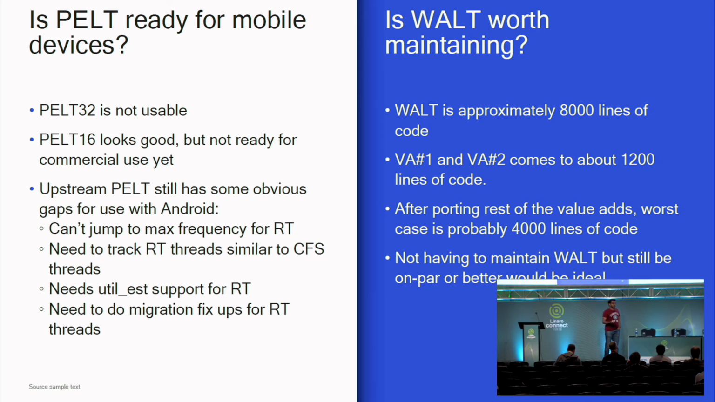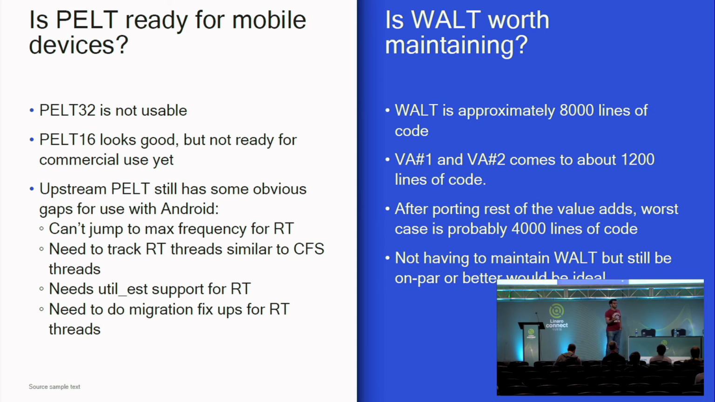So WALT comes to about 8,000 lines of code on top of the baseline kernel. And with value adds 1 and 2, it comes to about 1,200 lines of code, porting them on top of PELT. And even if you finish porting all the other value adds, I think the worst case we expect is 4,000 lines. That's like a 50% reduction in number of lines to maintain. So I think it's a good reduction in maintenance cost.